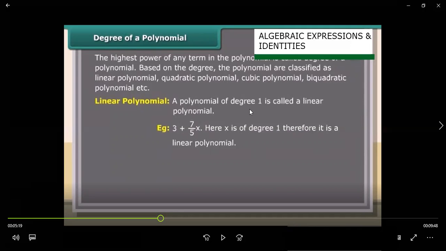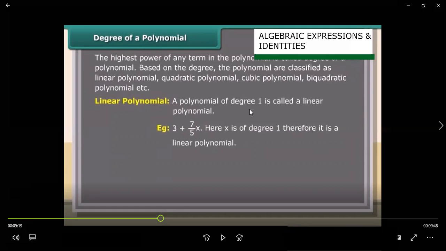So the degree, you have to keep in mind that the highest power of any term in the polynomial is called the degree of that particular polynomial. So let's take some examples. The first one we have is the linear polynomial. The definition is: a polynomial of degree 1 is called a linear polynomial.